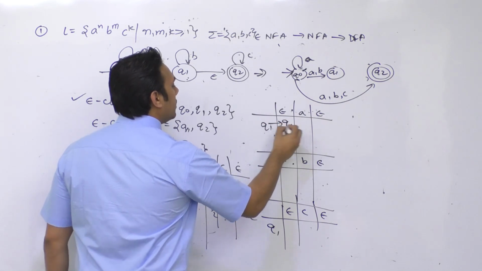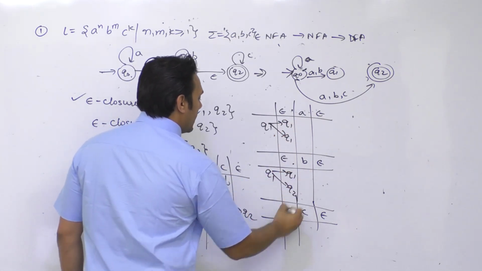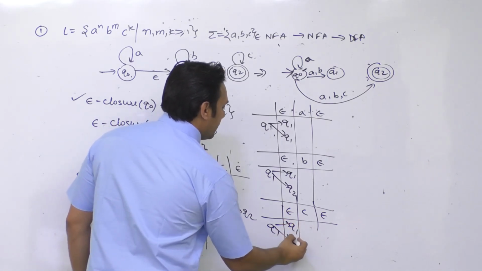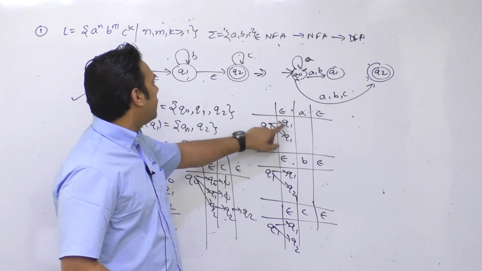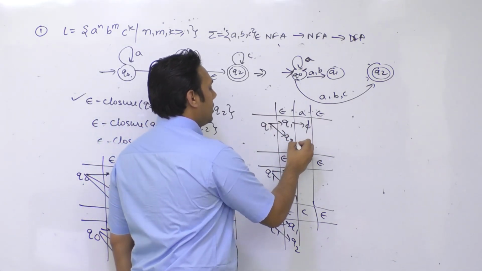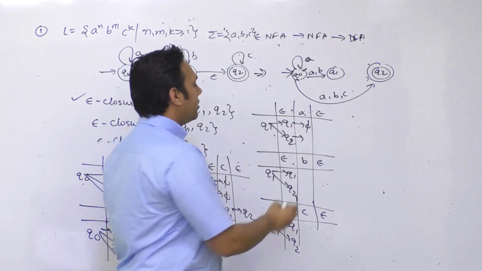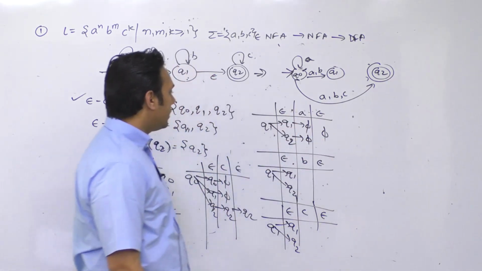So this is Q1 as well as Q2. Okay. So if you give a symbol A to Q1, you are going nowhere. If you give a symbol A to Q2, again you are going nowhere. So epsilon closure of phi is phi.